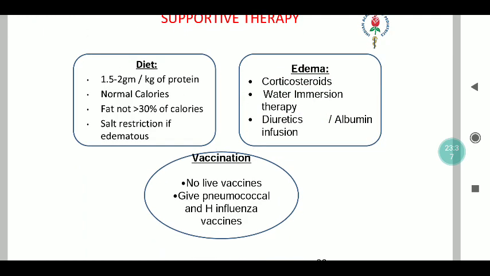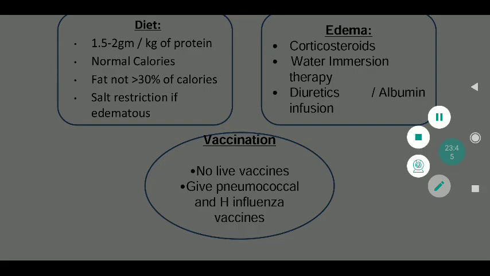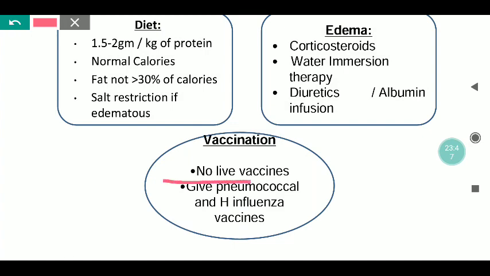The key point comes in vaccinations. Live vaccinations should be avoided while on the treatment for nephrotic syndrome, but you must also give pneumococcal and Haemophilus influenza vaccines 4 weeks upon completion of the course, mandatorily for all children.